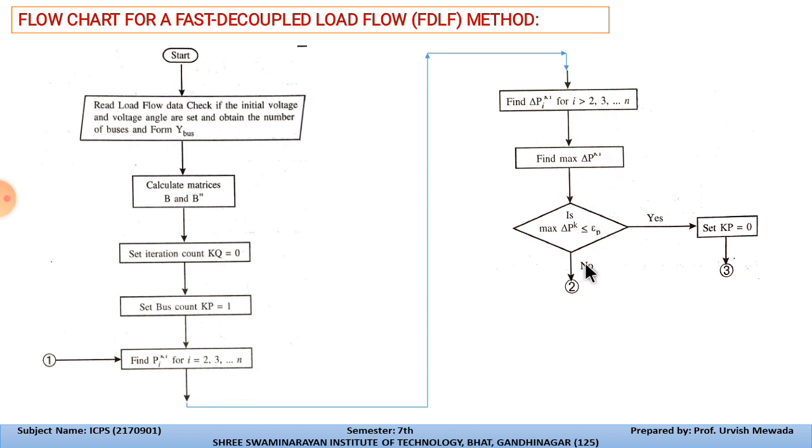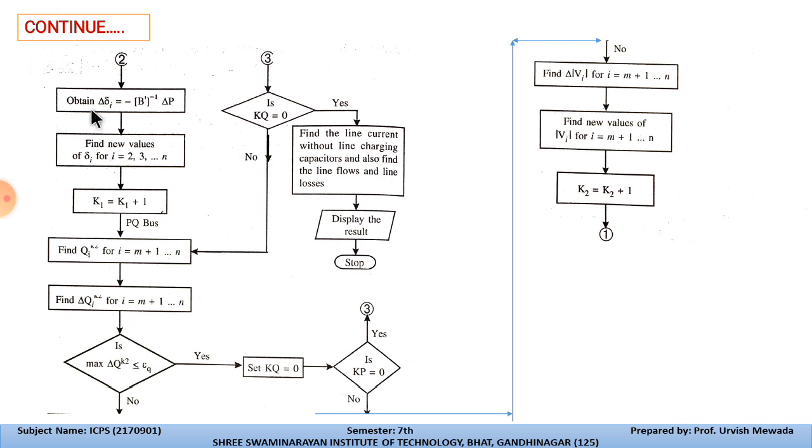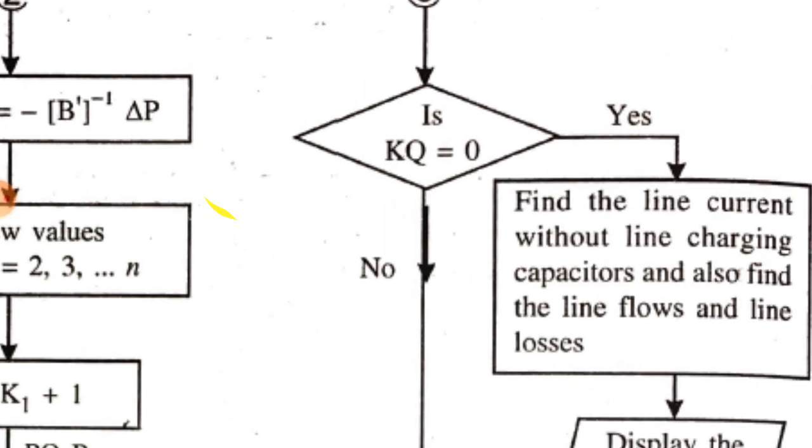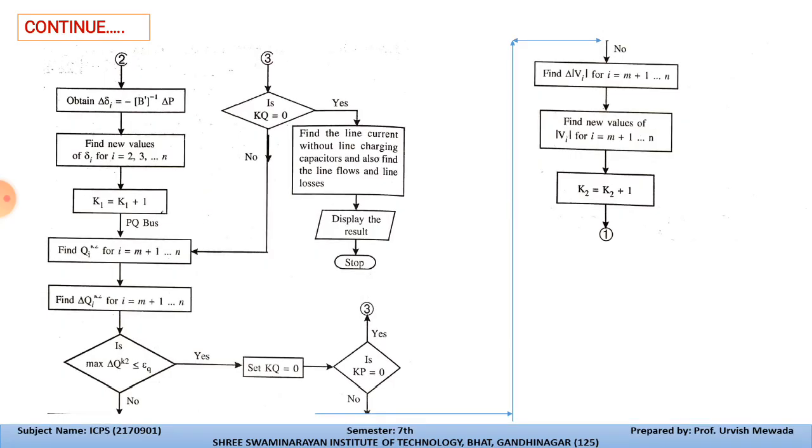From that we check whether delta P is less than or equal to epsilon P. If it is yes, then set KP equal to 0, and if it is no, then it will follow number 2. And in number 2 we obtain delta theta equal to minus B dash raised to minus 1 delta P, and find the new values of delta theta for the number of buses. And then K1 is equal to K1 plus 1.